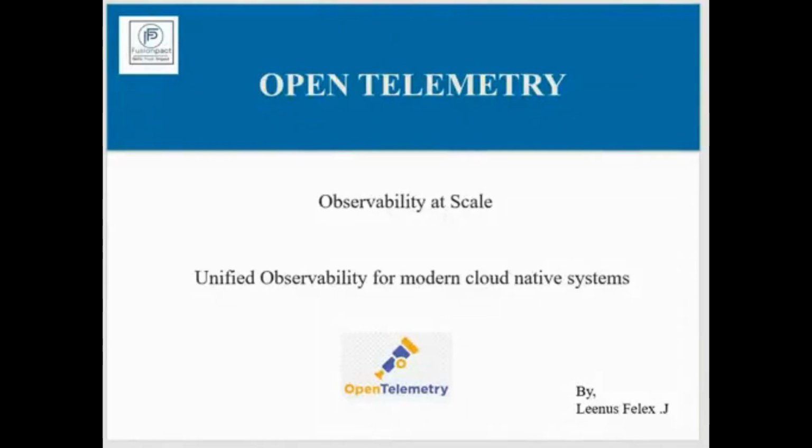This slide introduces OpenTelemetry. OpenTelemetry is a modern solution that helps us understand what exactly happens in our applications, especially when they are large and complex. As systems grow using microservices and cloud, traditional monitoring is not enough. That is where we use OpenTelemetry, which gives full visibility into system behaviors at scale.